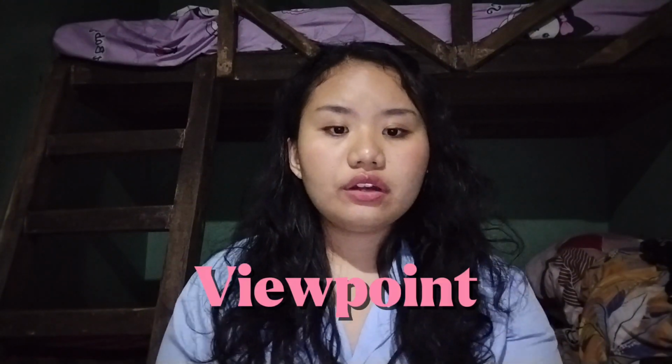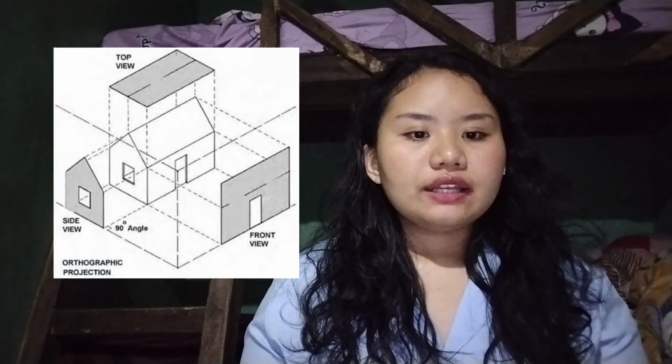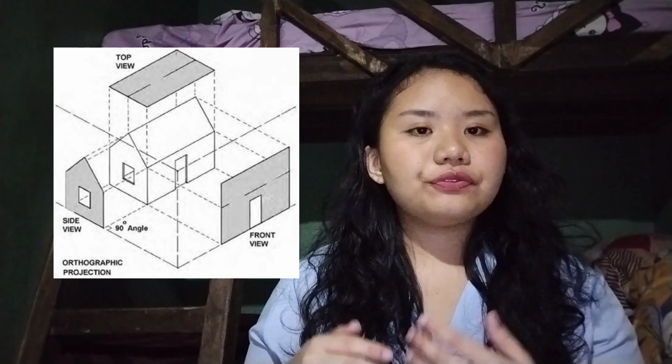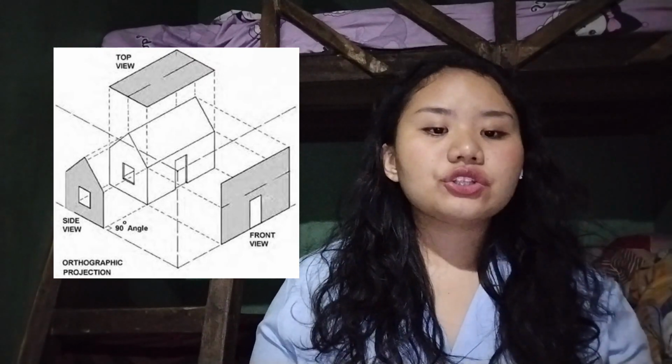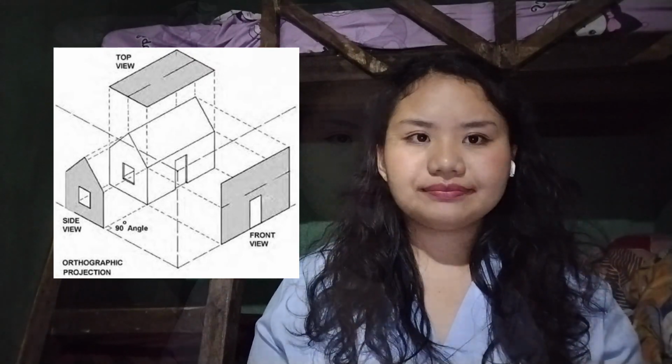Viewpoint, on the other hand, refers to the angle or perspective from which a diagram or object is shown. In technical drawings or 3D models, different viewpoints are used to provide a complete understanding of an object's shape and structure. For example, in engineering blueprints, different viewpoints help to visualize an object's structure accurately.